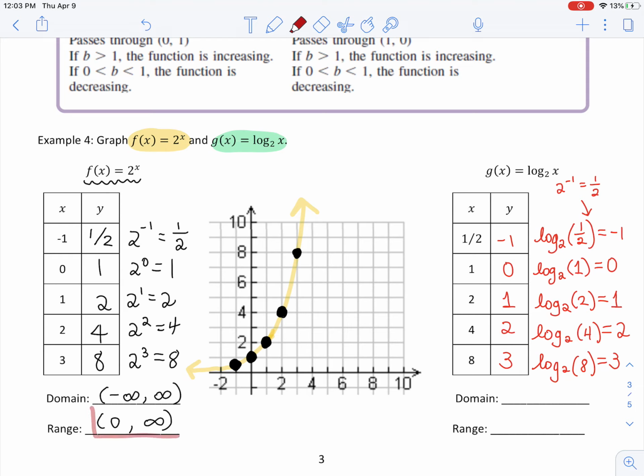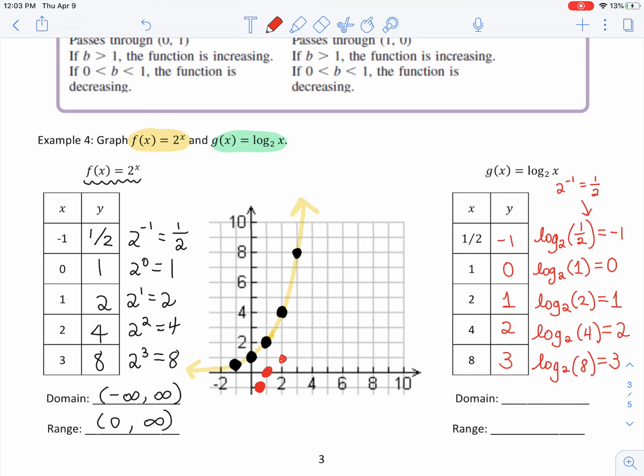Domain, well, remember, they're inverses of each other. You know what? Let me go ahead and graph it first. Half to the right, down 1. Half to the right, down 1. Over here. What's next? 1 to the right, 0 up or down.